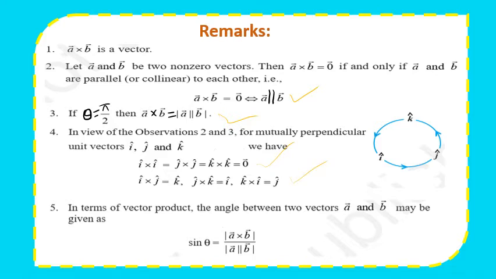And in terms of vector product, the angle between two vectors A and B may be given as sin theta equals mod A cross B upon mod A into mod B. Okay, so pause and note down these points.